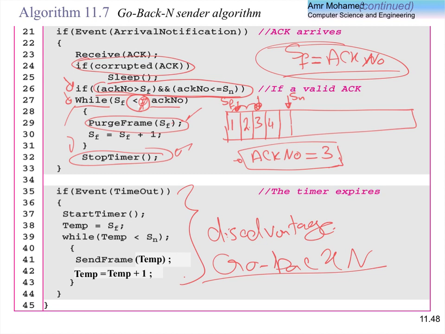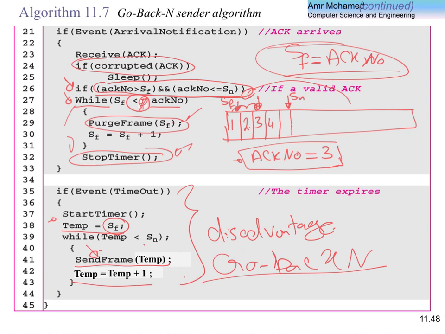This is the main disadvantage. When the timer expires, I don't have any choice. I have to go back from the beginning of the window. I have to go back all the way from the beginning, and I have to resend all the frames since the beginning of the window. So I go back to SF, and I will start to send every frame again, but without sliding, of course.